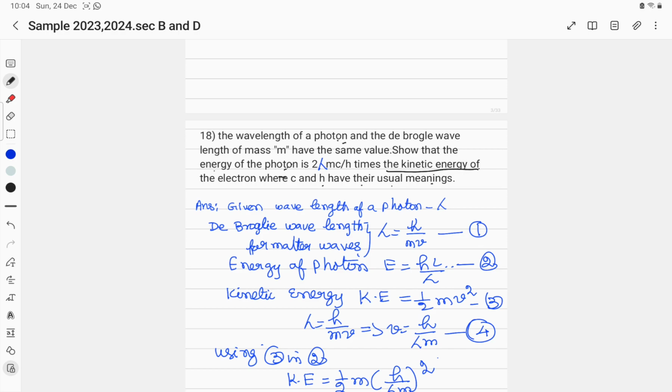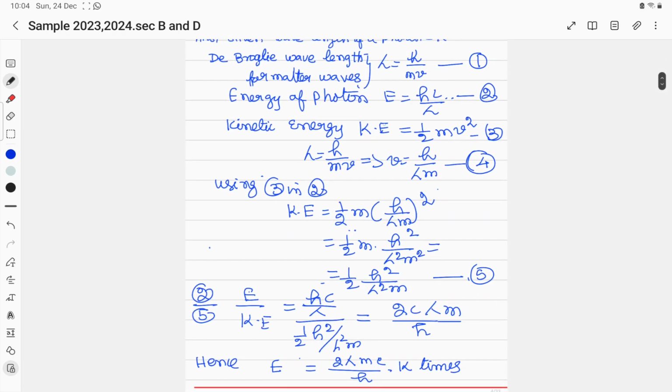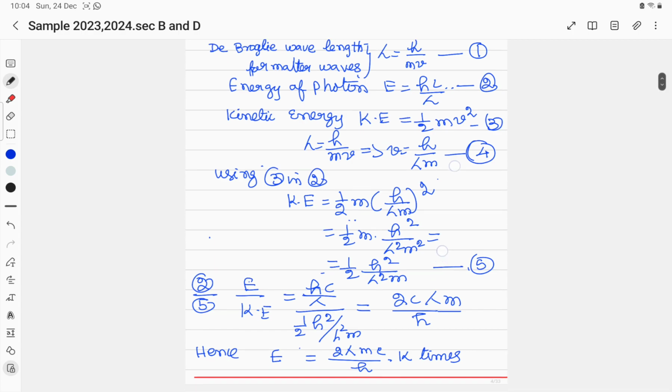Therefore, kinetic energy of the electron. We already know that KE is equal to half mv square. Using 1 and 2, we get the value of v is equal to h by lambda m. Using this value in kinetic energy, half mv square, where v is equal to h by lambda m, on solving we get KE is equal to half of h square by lambda square m.